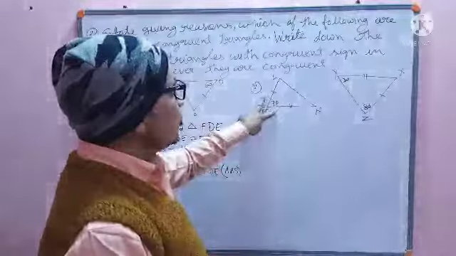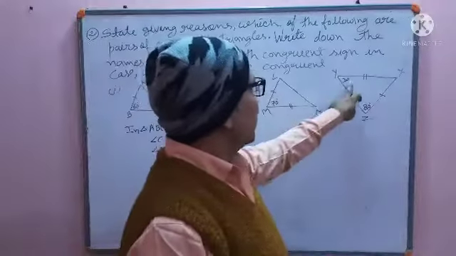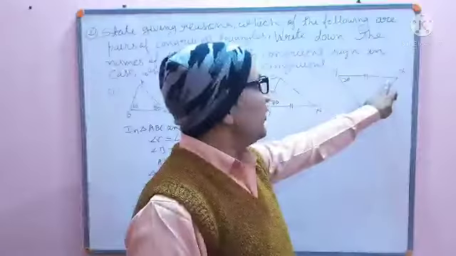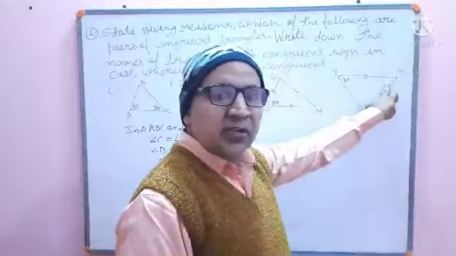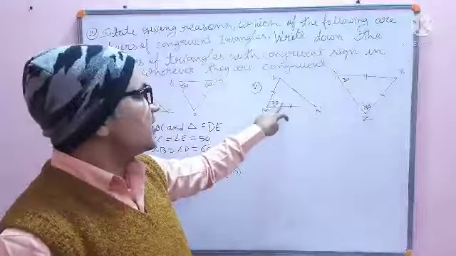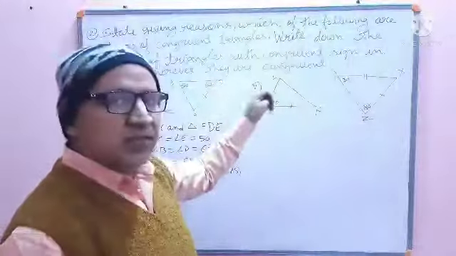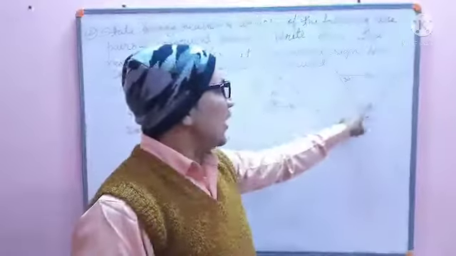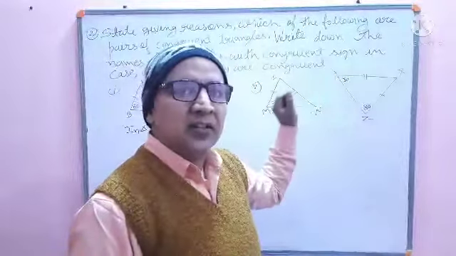70 degree and two sides are given. Here 30 degree, 80 degree and two sides are given. The angle between two sides is not given in this triangle. Here the angle between two sides is 70. Remaining two angles we do not know, so we cannot find them. But here two angles are given, so we can find the third angle.